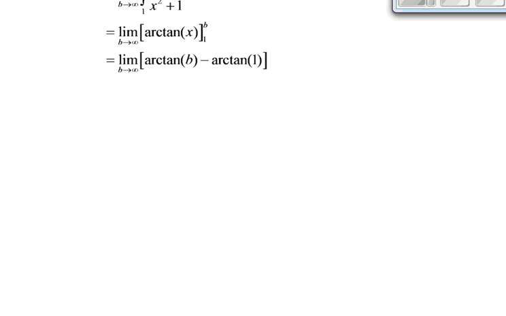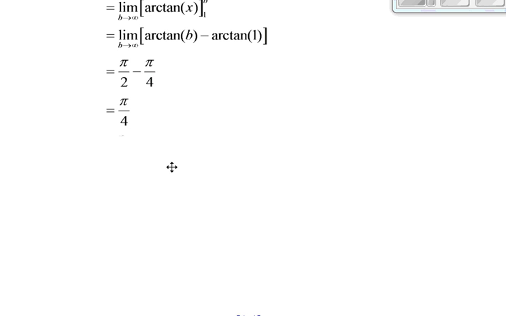So then we're going to evaluate. We're going to plug in arctangent of b minus arctangent of 1. And now as we approach this limit, hopefully you remember the graph. So if you envision the graph of arctangent, then it has horizontal asymptotes at negative pi over 2 and pi over 2. So as b approaches infinity of arctangent of b, we're approaching pi over 2. And then minus arctangent of 1 is pi over 4. So we have pi over 2 minus pi over 4, which is then pi over 4.